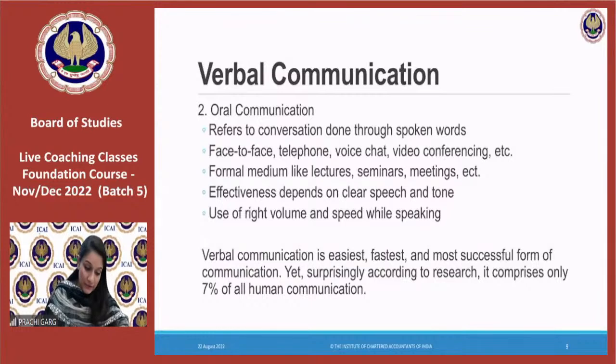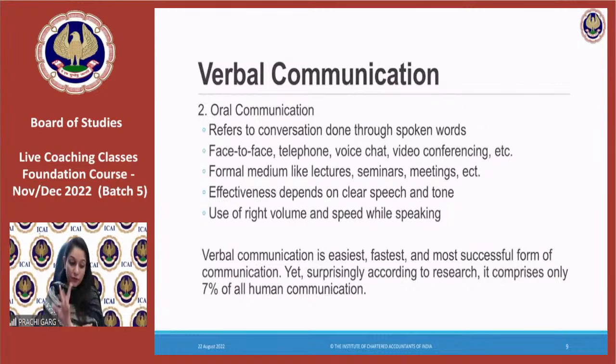Clear? Yes. Now look at these 2 points which are very important, and you should understand them. Effectiveness depends on clear speech and tone. If your tone and your speech are not clear and appropriate, then your oral communication is not effective. Clarity is very important for writing as well as for oral communication. You have to be clear in what you're saying, otherwise the communication is not effective.